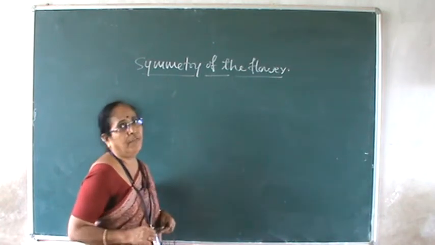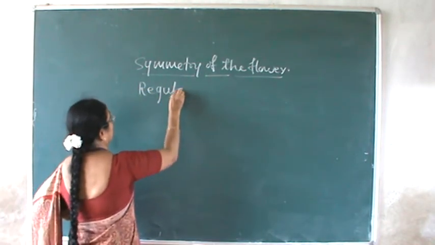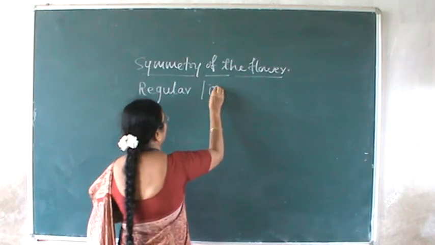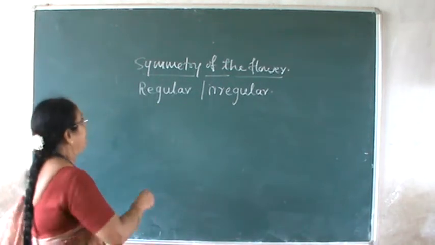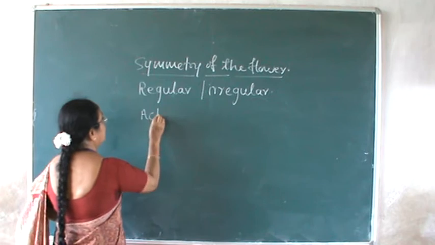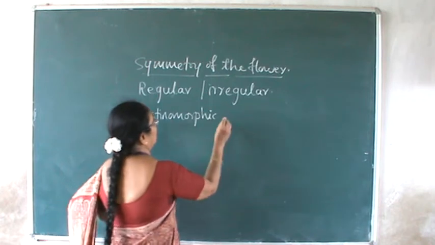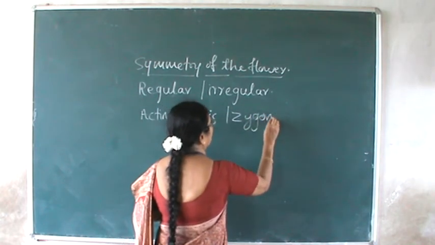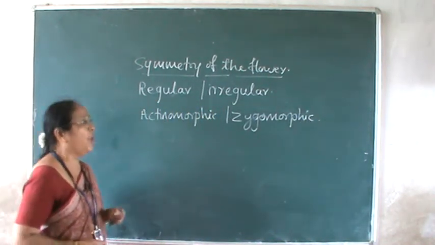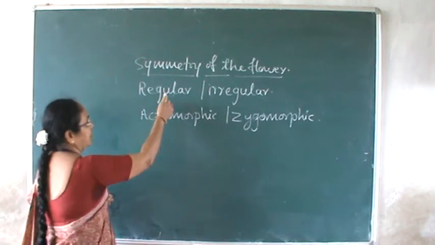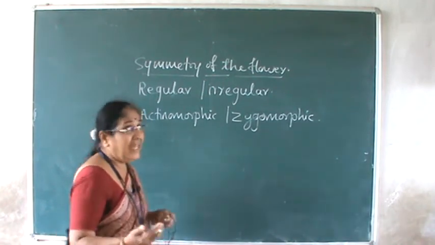So based on the symmetry, the flower may be regular or irregular. Another word which is commonly used is actinomorphic or zygomorphic. Now, almost they can be used as synonyms, but we use both the terms: regular, actinomorphic flower. The meaning is the same actually.